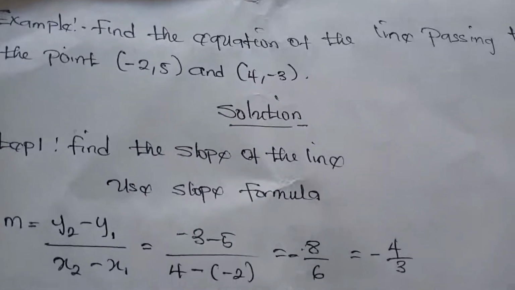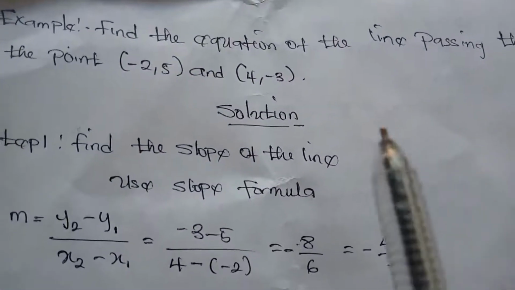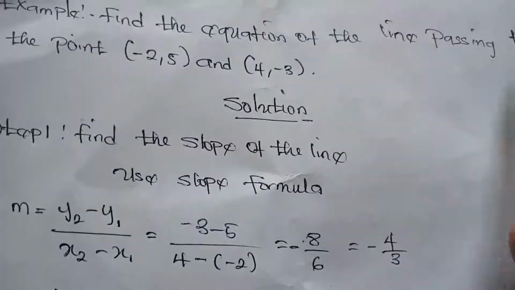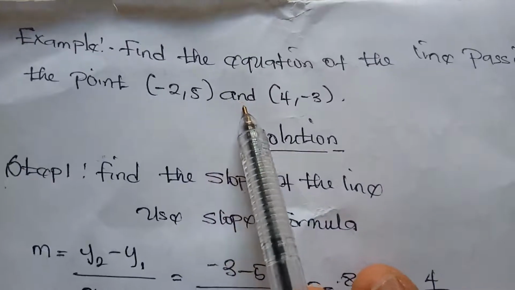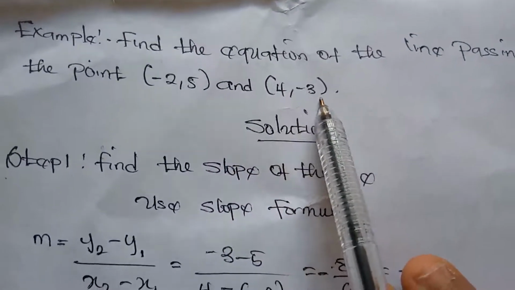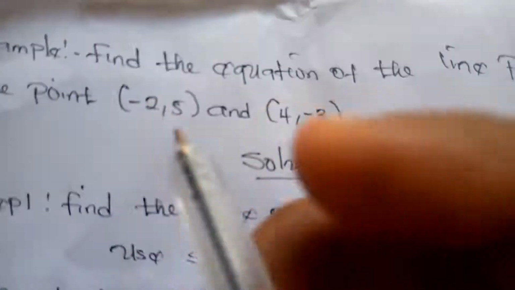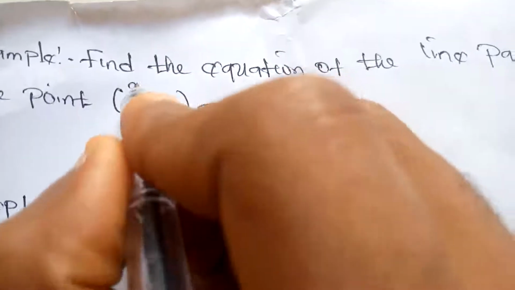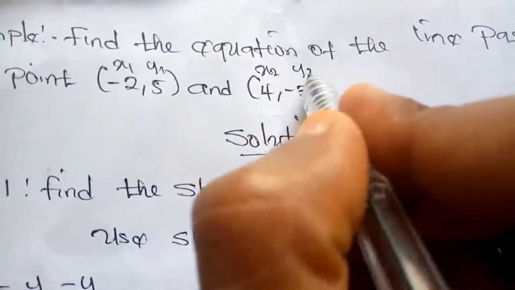So the next example: find the equation of a line passing through the points (-2, 5) and (4, -3). This is our x1, y1, x2, y2.